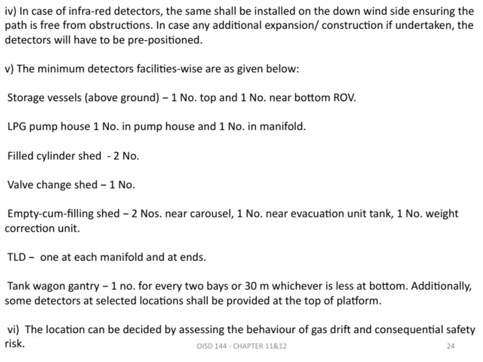Regarding tank wagon gantries, the standard is 1 detector for every 2 bays or every 30 meters, whichever is less, positioned at the bottom. Additionally, some detectors should be installed at strategic locations at the top of the platform to enhance detection coverage. Finally, the placement of these detectors isn't arbitrary. It should be decided based on assessing how gas behaves, specifically, how it drifts, and the associated safety risks. By understanding gas behavior, we can optimize detector placement to ensure early detection and mitigate risks effectively. This approach aligns with our overall goal of ensuring a safe and secure facility.